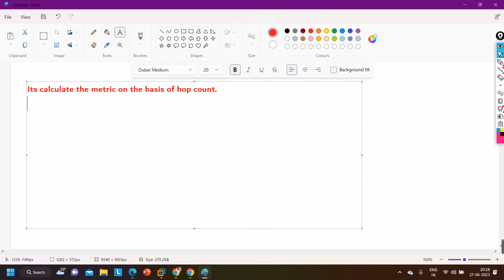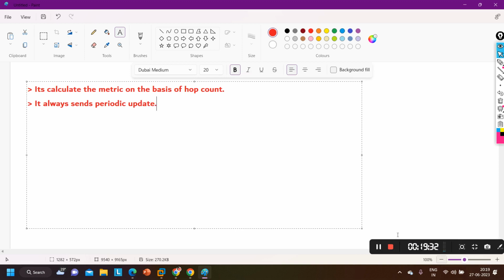Hop count. The second property of distance vector routing protocol is it always sends periodic updates. Do you know what I mean by this? Let me make you understand.